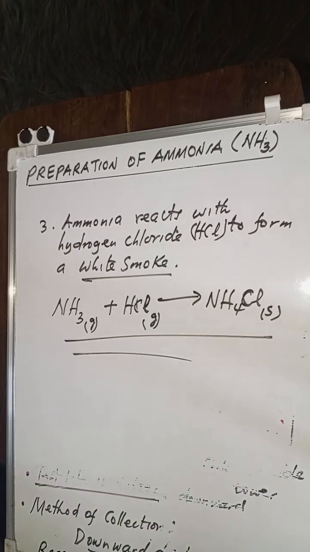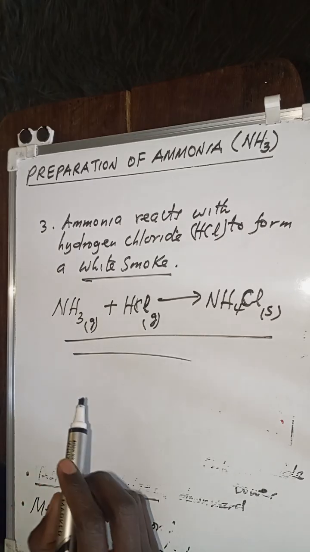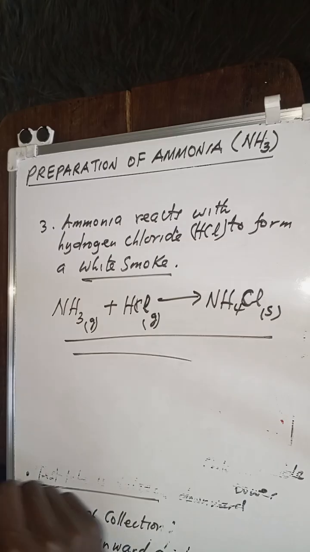So basically, in my next discussion, we are going to talk about the industrial way of preparing ammonia, which is called the Haber process.